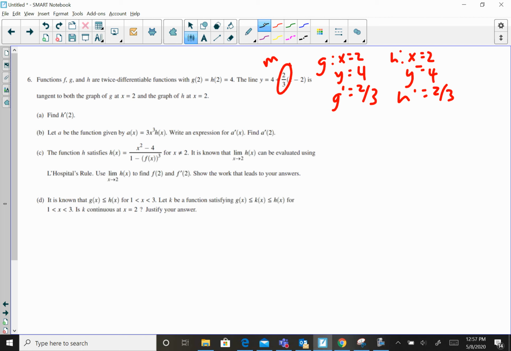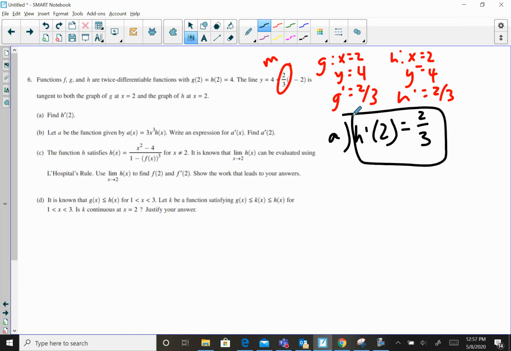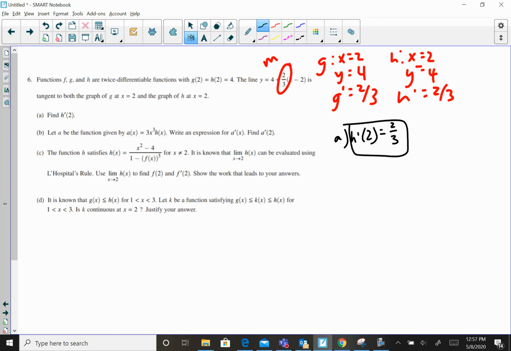Oh, well, part A, right away, says what is h prime at 2? h prime of 2 equals 2/3. You read that straight from that equation. Tangent line. No calc involved. Part B. Let A be the function given by a of x equals 3x cubed h of x. Find a prime and a prime of 2.